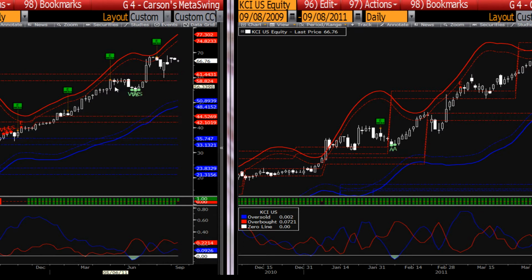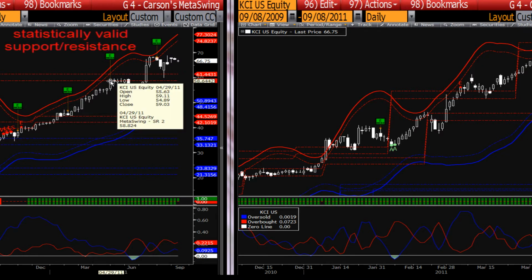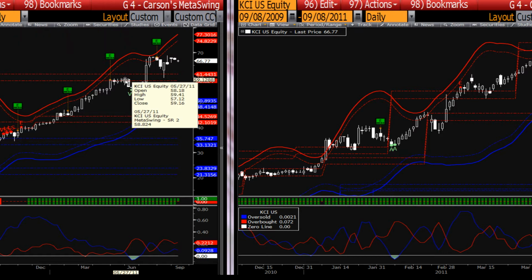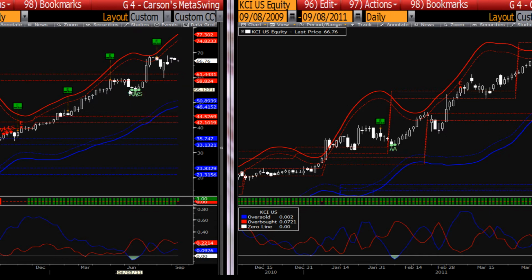As you noted in the performance documentation, the SR lines are meant to be statistically valid. So when one of these is touched and it's been more than 20 periods for the first time, that tends to be significant. At the very least, you tend to see a pause, if not a reversal.